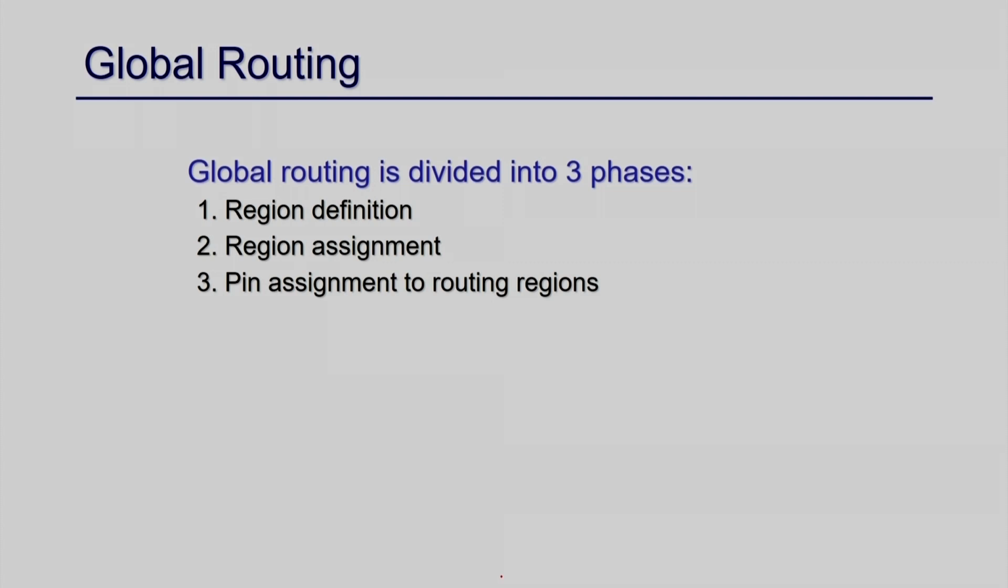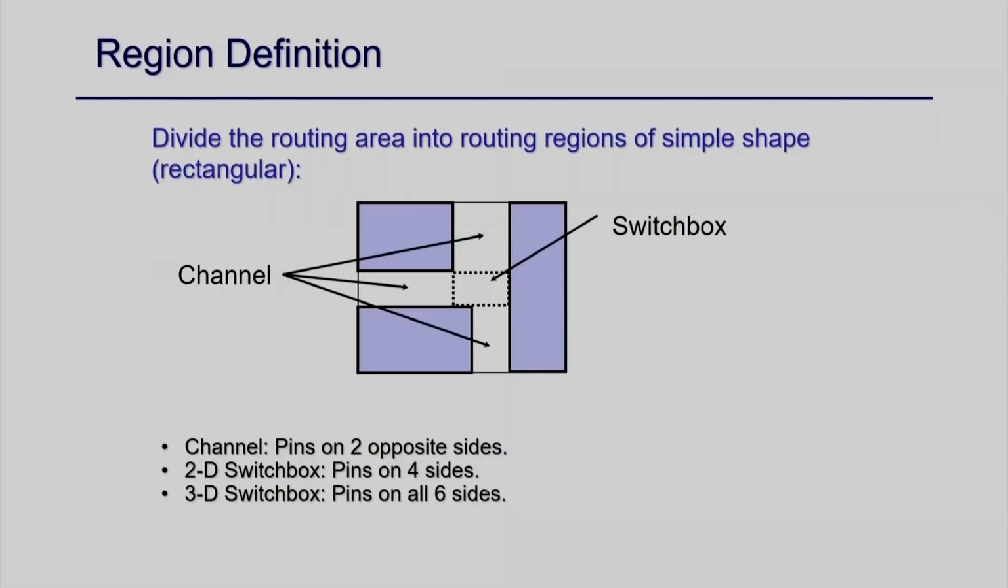Basically global routing has three phases: region definition, region assignment and pin assignment. So what is region definition? The part of the circuit which is between two blocks is called a channel. So this is also a channel, and this is also a channel, and this is a switch box because it has multiple ports. The data can come from this side, this side, this side as well as this side, so it has 4 inputs. Where data can come only from 2 sides, that is a channel, and that is a switch box. So based on that routing area, you decide the channel number.